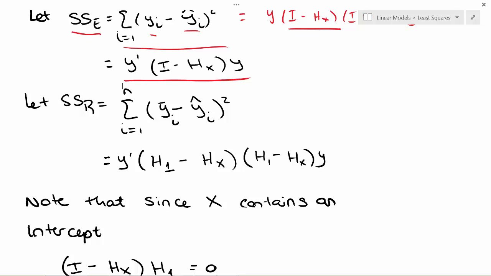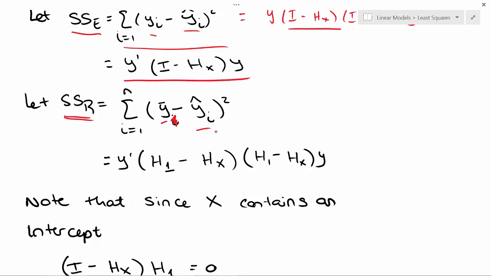Then let me define the sums of squares for the regression model as the summation of y bar minus yi hat, squared. This is in essence the variability of the fitted values around the mean. That component of the variability that's not error, that component of the variability that's systematic variability.